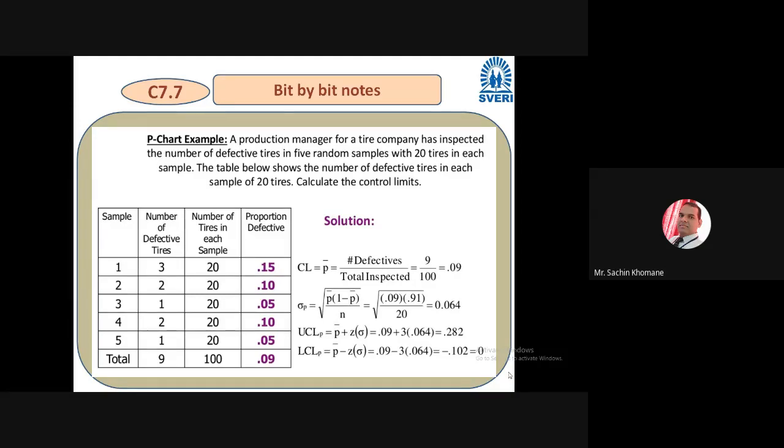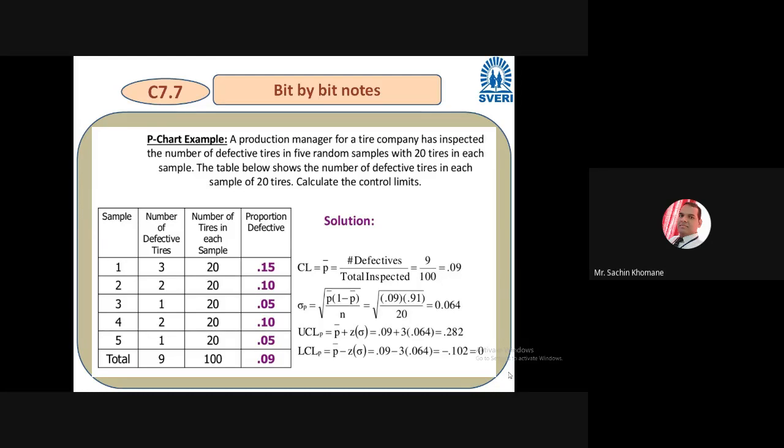0.09. Getting it? So now, what is the standard deviation here? There is a formula: p bar into 1 minus p bar divided by n. P bar is also called the control limit here in the p chart, and n is the number of tires, or the quantity in each sample, you can say.